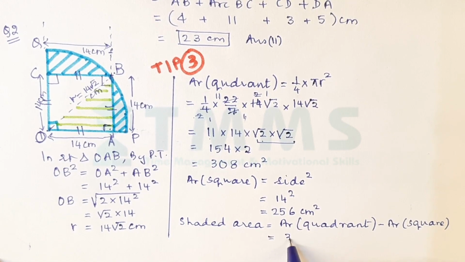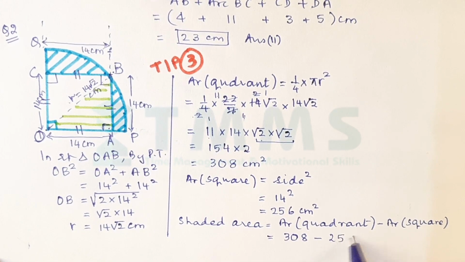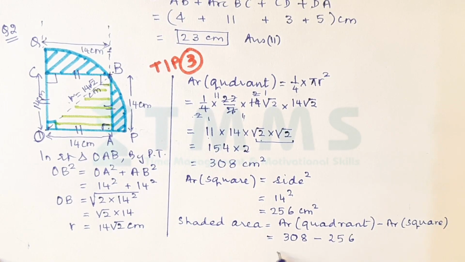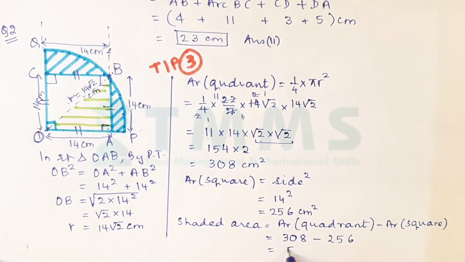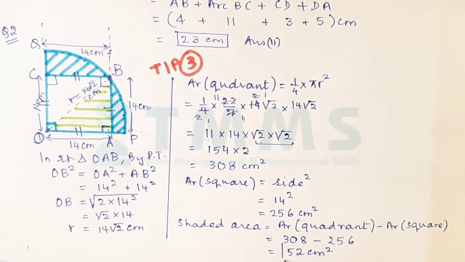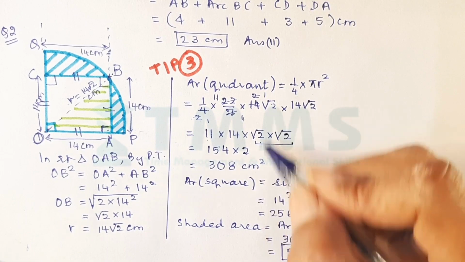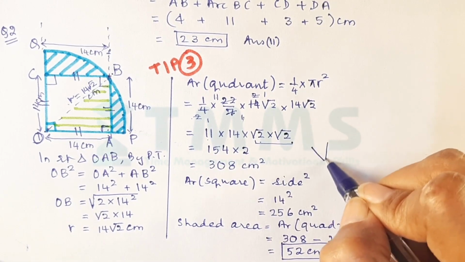And so it is 308 minus 256, correct? And that will give us 52 centimeter square, and that is our answer. Are we getting this? How many of you got this without me showing this to you? Give yourself a star.